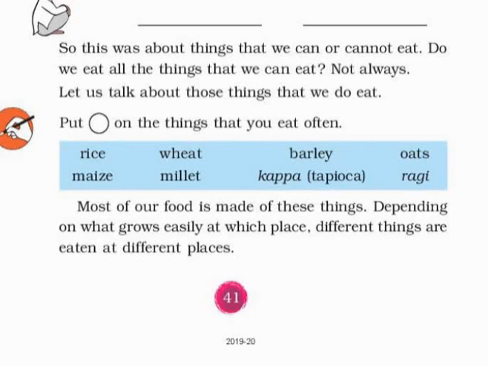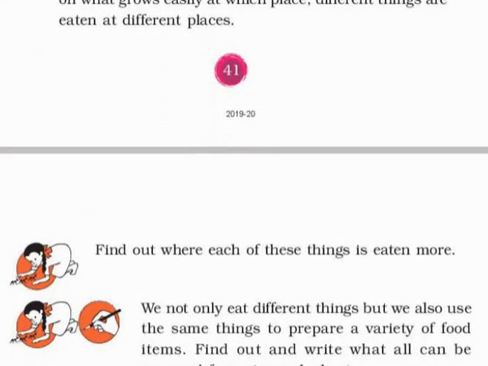Now, one more thing is very important: we eat those cereals often that are grown in our area. For example, in South India, rice is grown most. That is why those people eat rice most. But in North India, wheat is grown in a large amount. That is why people use wheat in their food in large amount. So different things are eaten at different places.